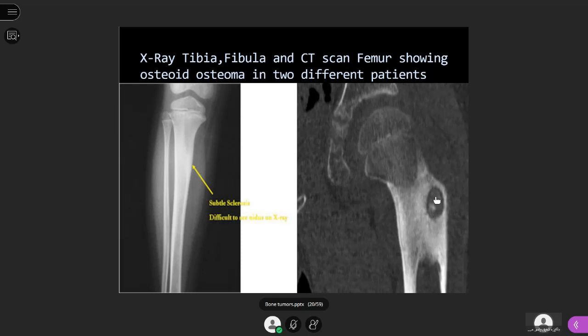And you can see there is a lucent lesion with surrounding area of sclerosis, and inside the center of this lucency is another opacity. This opacity is called nidus. Okay, so this is three components: lucency with the central opacity and surrounding sclerosis. Okay, and since there is much surrounding sclerosis, on X-ray only sclerosis is visible. This lucency is not visible on X-ray. Why? Because it is masked by the surrounding sclerosis.